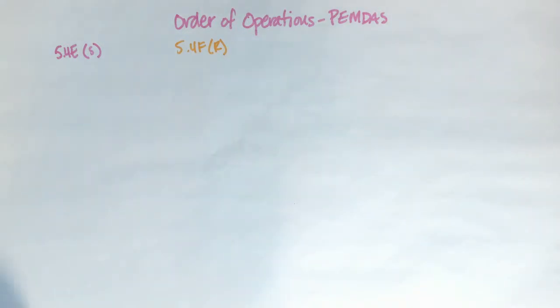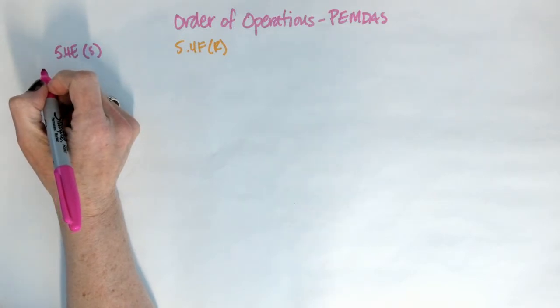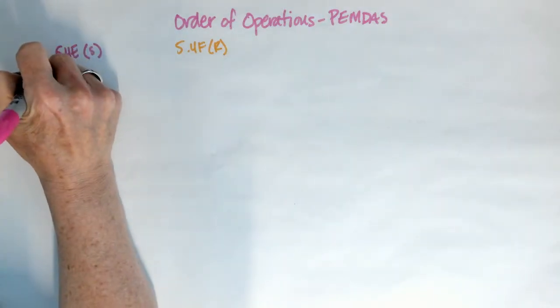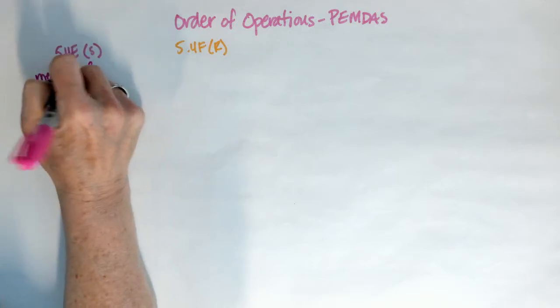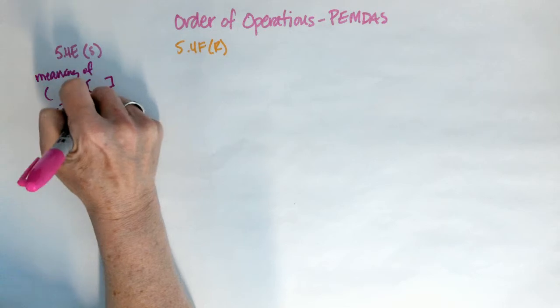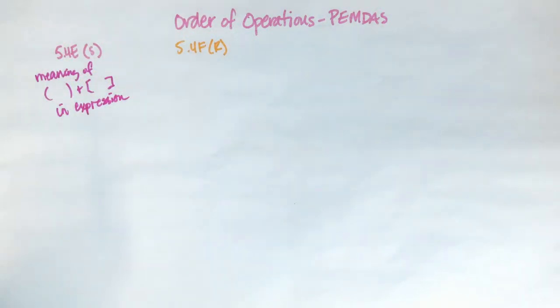So let's talk about what students learn in 5th grade for order of operations. First of all, our supporting standard 5.4e, this is where students have to describe what parentheses and brackets mean in a numerical expression. So the meaning of parentheses and brackets in an expression. Now, what does that sound like? Well, that sounds like what do the parentheses indicate in this expression? What do the brackets indicate in this expression?